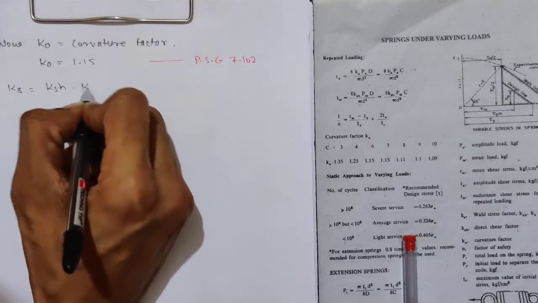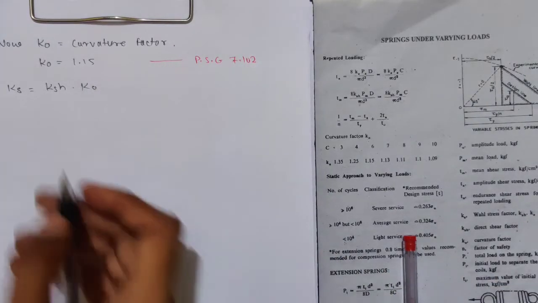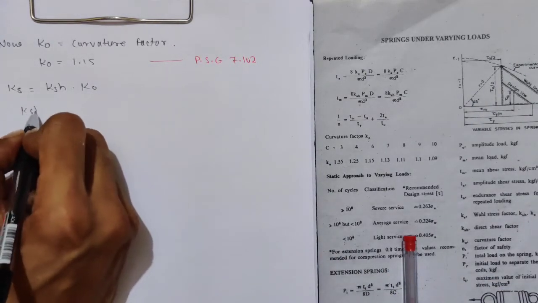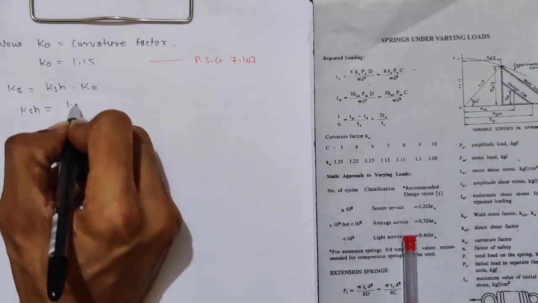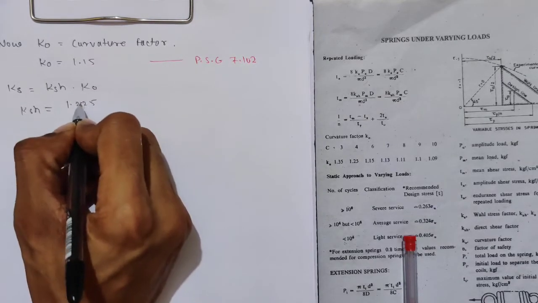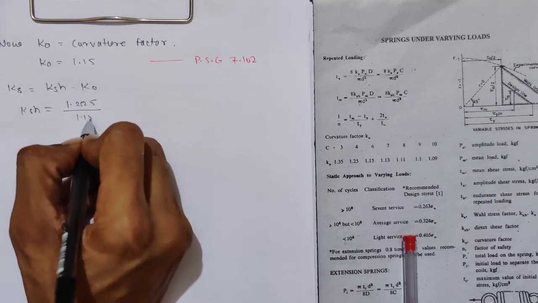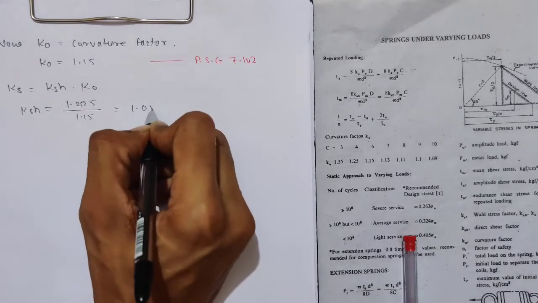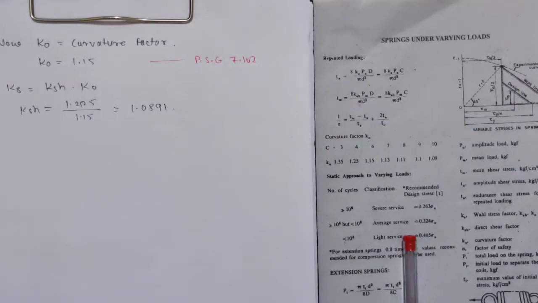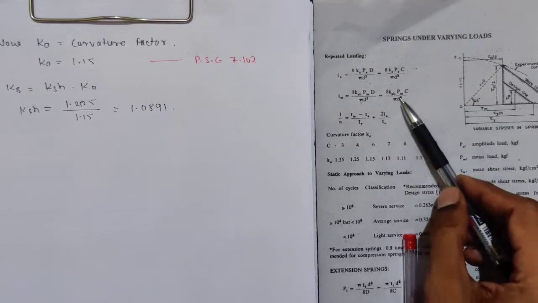Alright, so now you have the value KO, you know the relation, so KS is given as KSH into KO, it is given over here only. So you can find KSH as KS, that is 1.2525 divided by KO 1.15, and you will get the answer like 1.0891. So now you have KSH and all, so you can go for this formula.